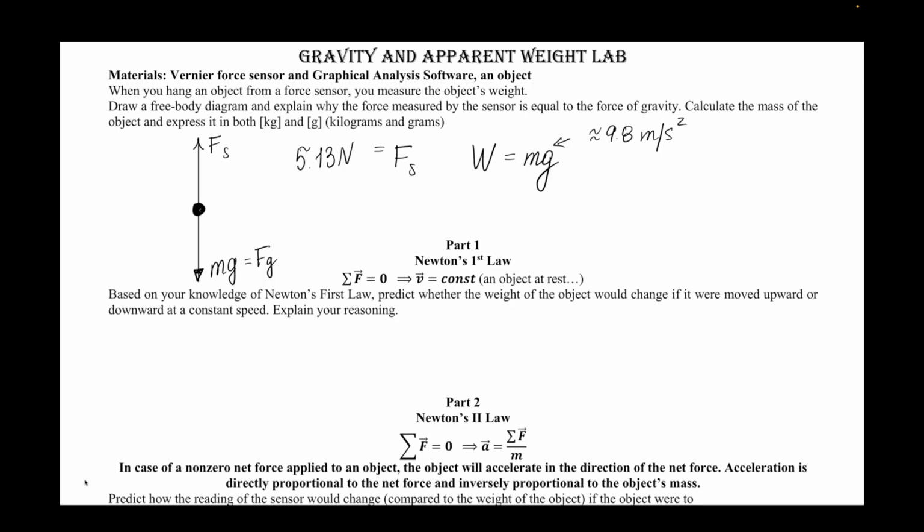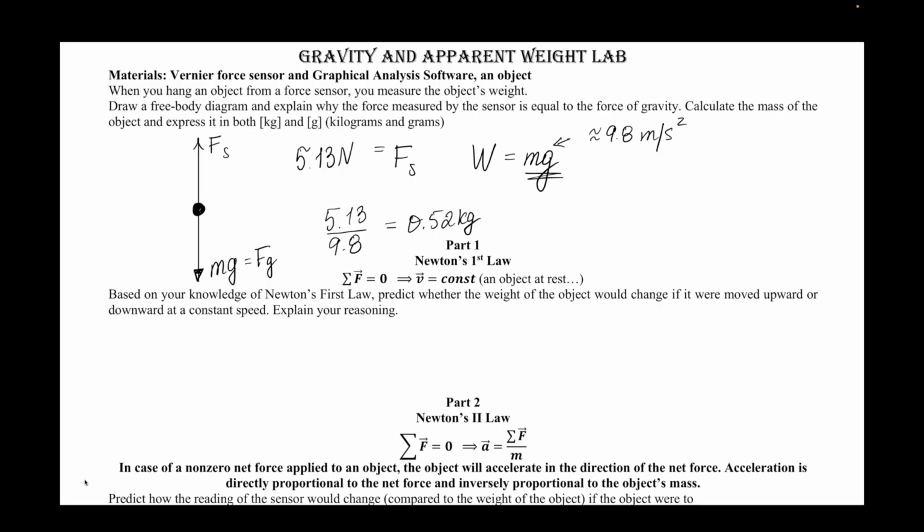Weight is the force that an object will apply to anything it is standing on, leaning on, lying on, or in this case it was hanging from the string. So that's the weight. If the force of the string and the weight is 5.13, if I divide this by 9.8 using this formula, I will get 0.52 kilograms.